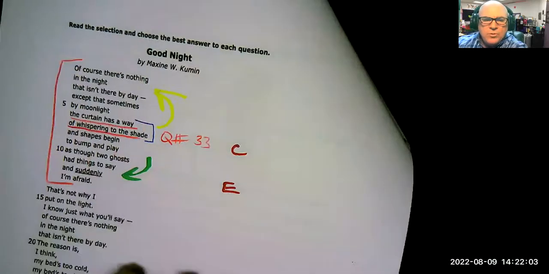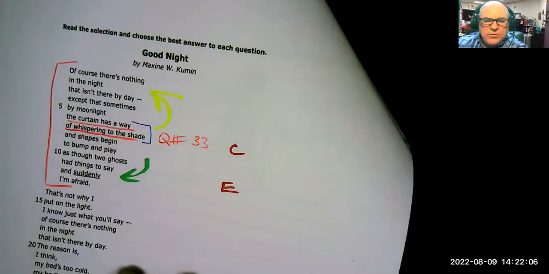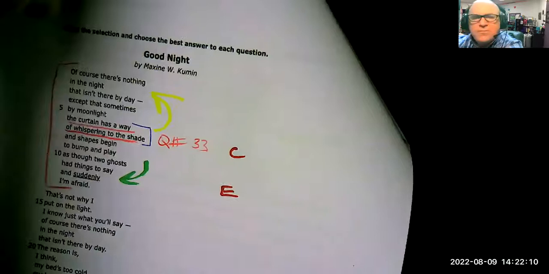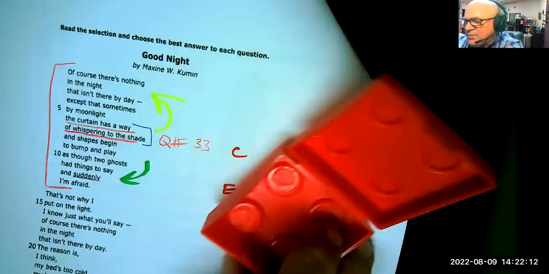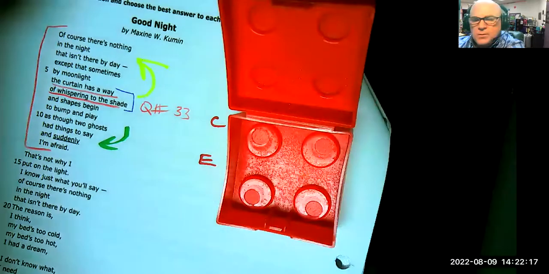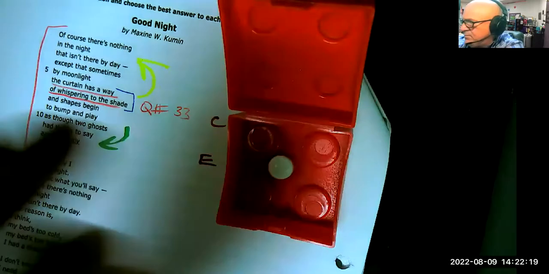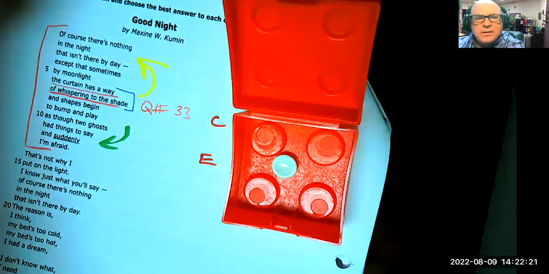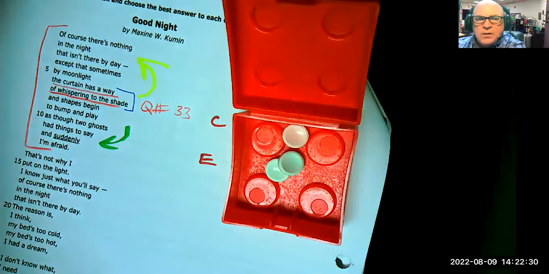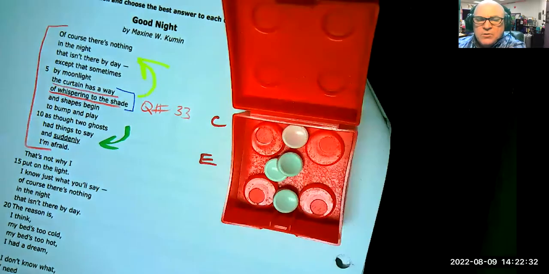1 through 10, 11, 12, 13. And so let's listen to if there's any opinions about quietness. Of course, there's nothing in the night that isn't there by day, except that sometimes. Nothing here. So basically, there's really so far saying that there's no comparison between night and day.